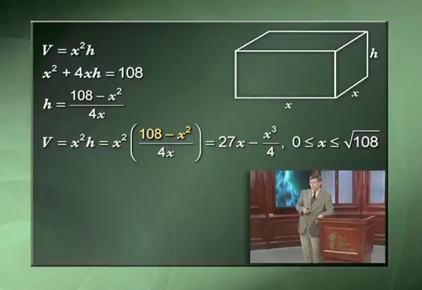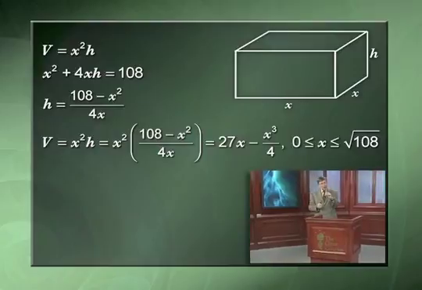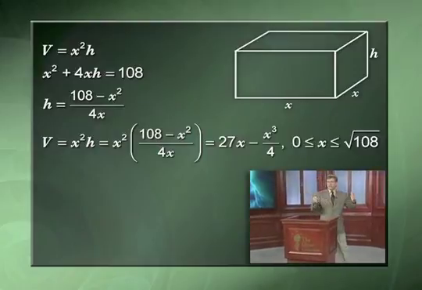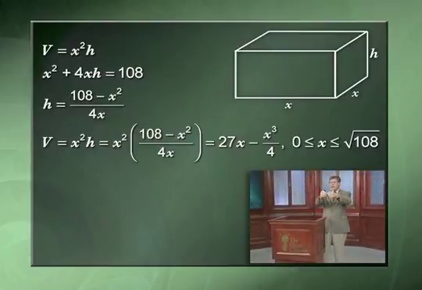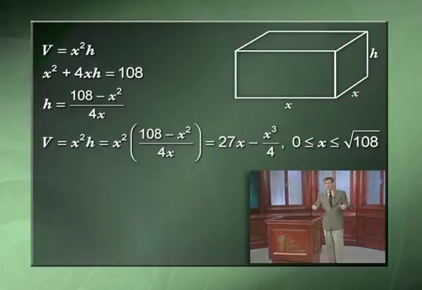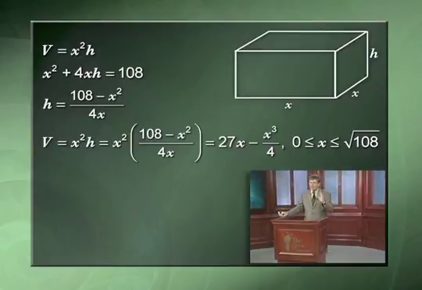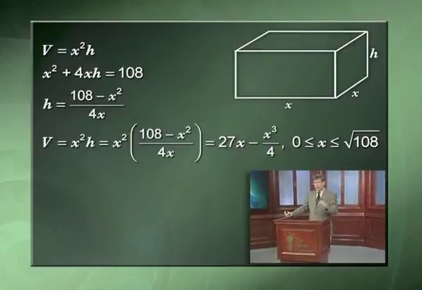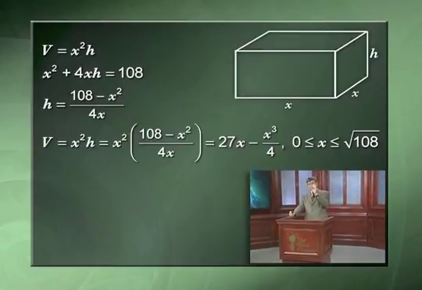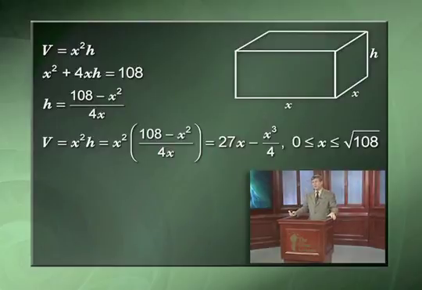So if x equals square root of 108, you have a degenerate box that has all of its surface area in the base, and it has no height. So we don't want that either. That box doesn't hold much. So x is in between 0 and the square root of 108.